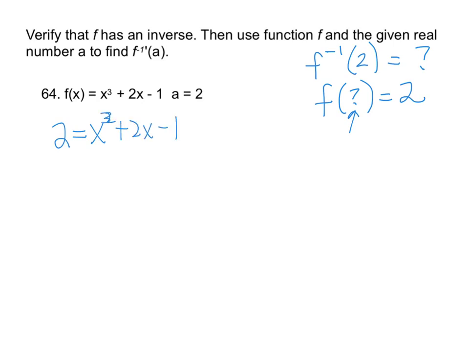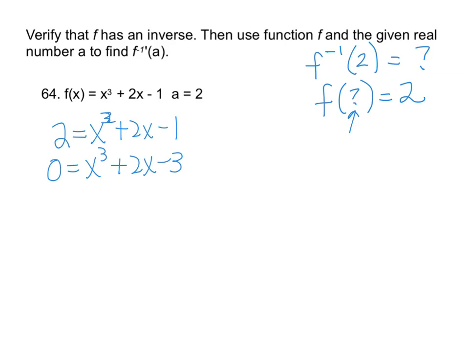And I didn't write that right, x to the third. So then I subtract the 2 over, and I have 0 equals x to the third plus 2x minus 3. Now, this is not factorable. This does not allow us to find it using an algebraic method that I'm aware of.